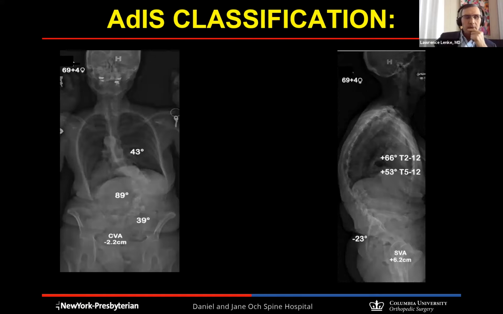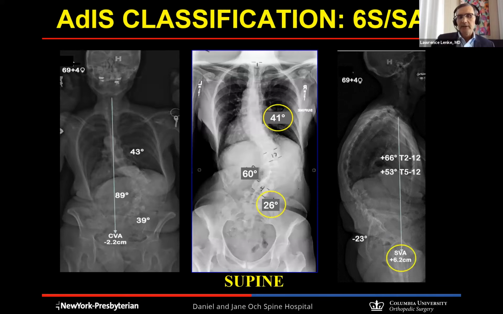Here's a typical patient with a little larger curve, an older adult, a 69-year-old. 43-degree thoracic, 89-degree major thoracolumbar, and 39-degree lumbosacral curve on standing images. You see the coronal axis is minus 2 centimeters to the left. In the sagittal plane, there's a large thoracic and thoracolumbar kyphosis with a positive C7 SVA of 6 centimeters. The supine image, not surprisingly, shows structural thoracic and lumbosacral curves. So the classification is type 6, structural lumbosacral, and sagittal malalignment for the sagittal plane.